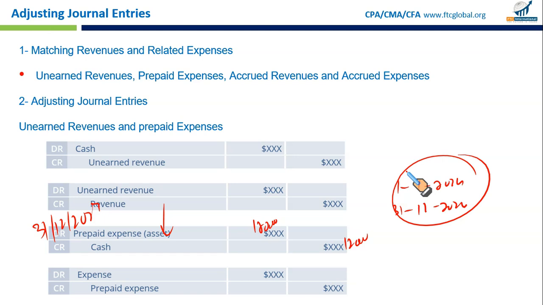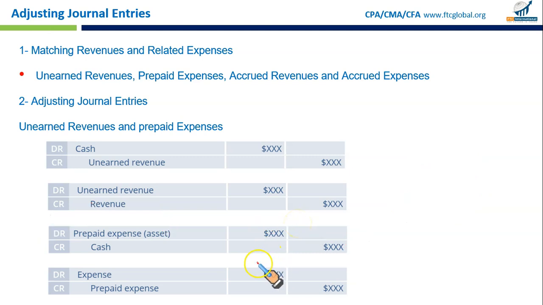What happens at the end of the year 2024? This 12,000, which was paid in advance, now becomes expense. Now what you do, you charge this to expense and remove the amount from prepaid expense and credit it. This way, the amount that was previously paid in advance, deferred, has now been expensed to the income statement at the end of the year, December 31st, 2024.